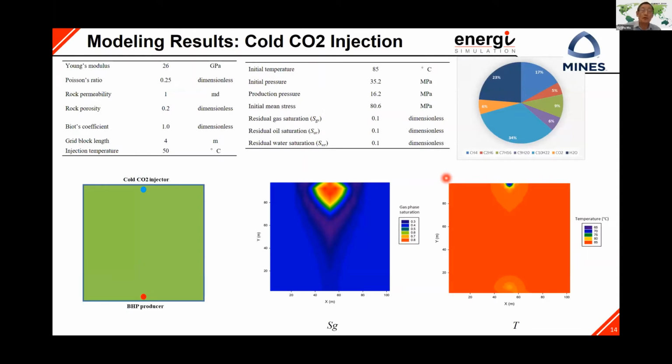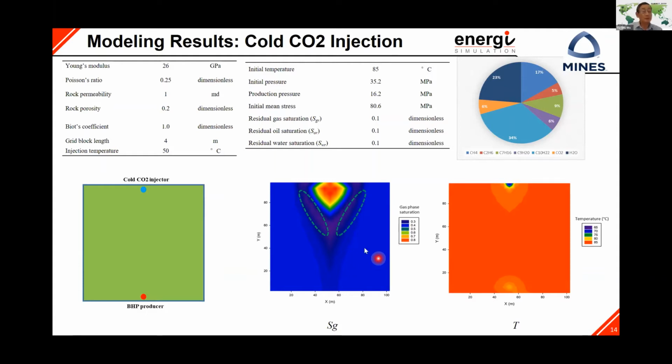So let's talk about the first example, a non-isothermal CO2 flooding example. Here, this is the geomechanical data on the top. Here we have some flow properties, and this is the original composition of the reservoir flow system. Very simple. This is the geometry of the plan view of the model. So we inject cold CO2 from the top, not reservoir temperature CO2. Here is the producer. Then you will see some difference.